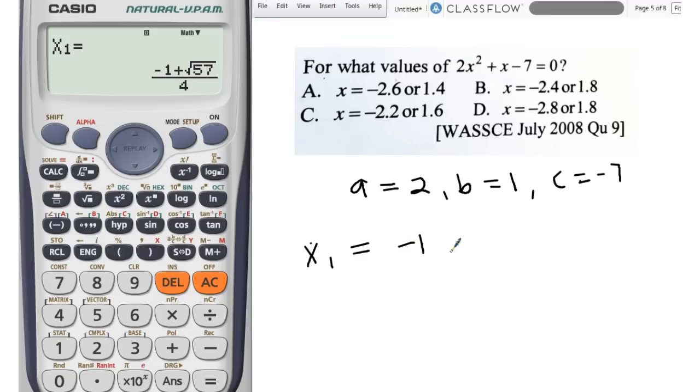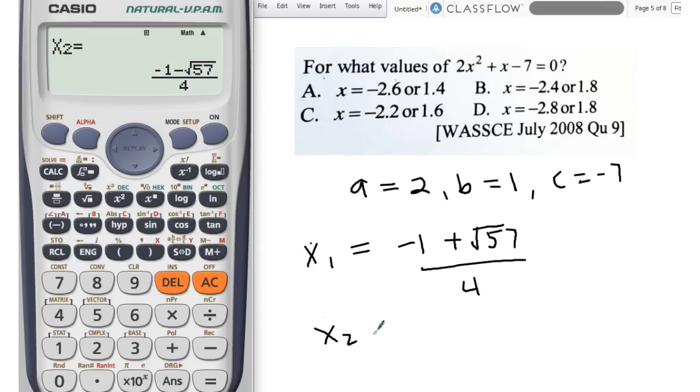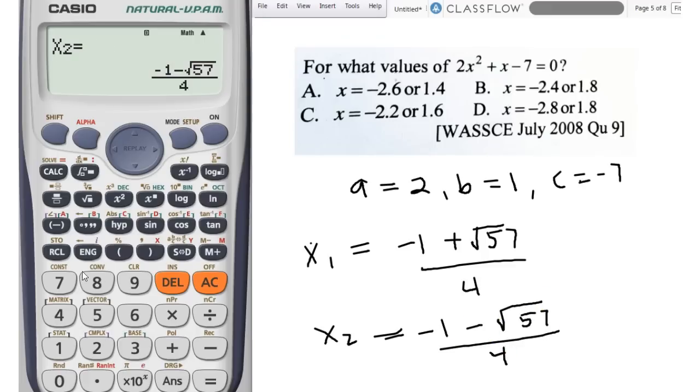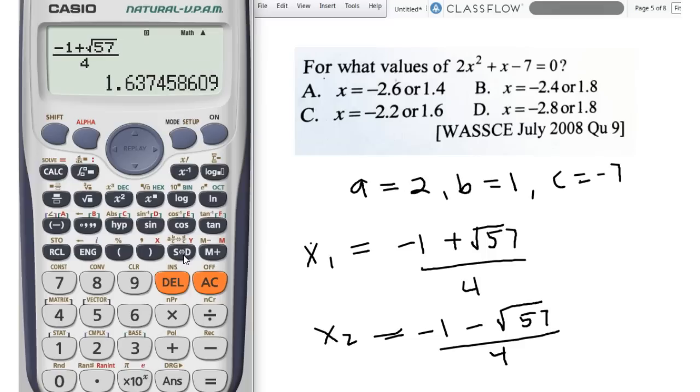So we have -1 plus root 57 all on 4, and the other one is -1 minus root 57 on 4. So you can go to move away from here, and then you type the whole of this on the calculator. Fractional bar, -1 plus root 57 all on 4. You enter and then change the set to the decimal. So the decimal is 1.6.